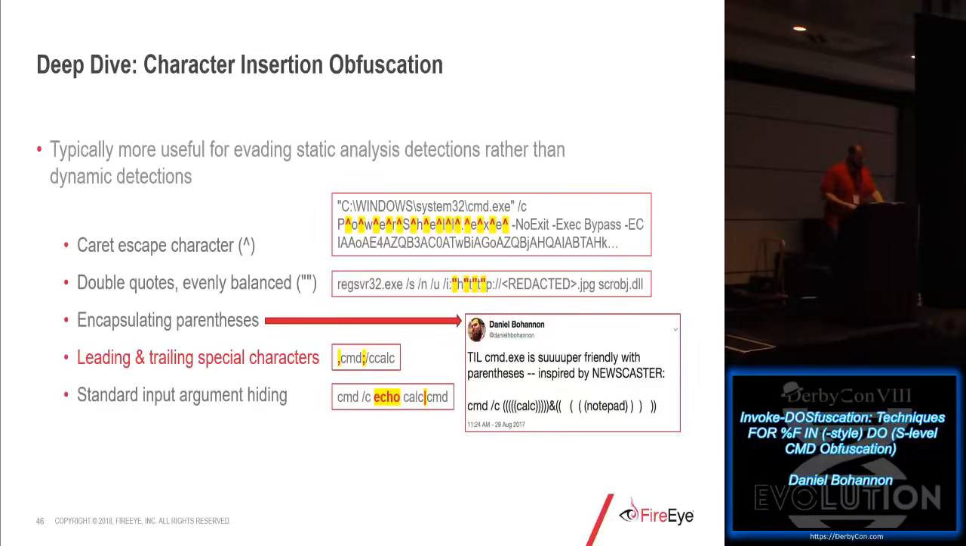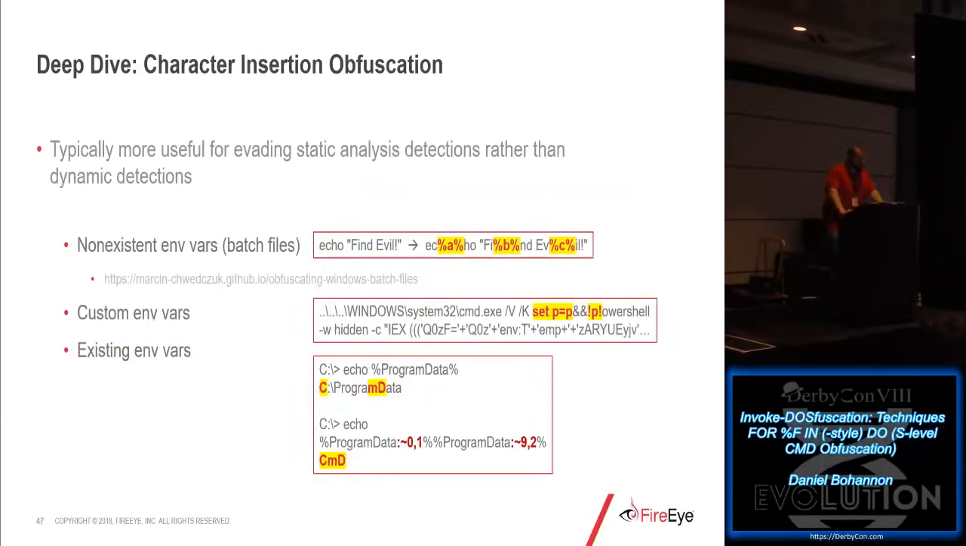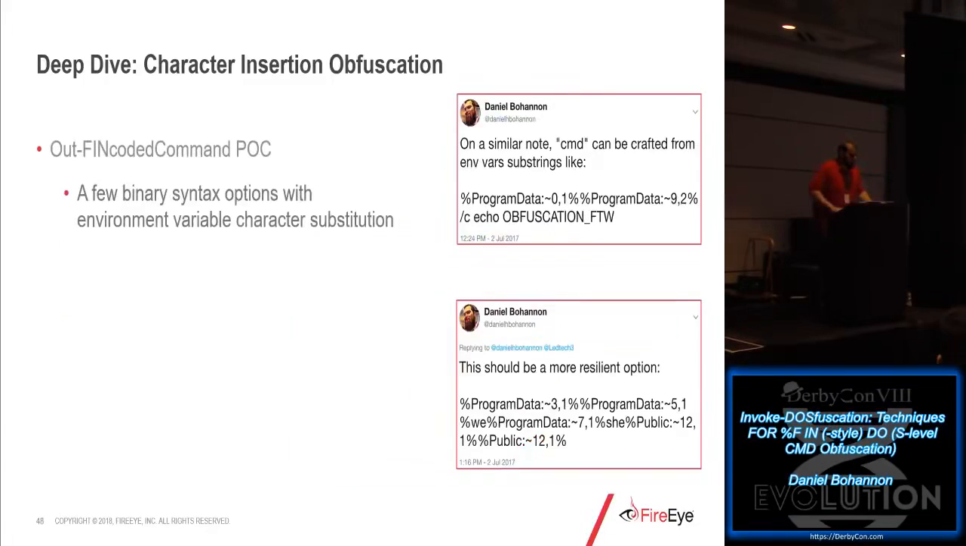Standard input argument hiding, we looked at that in one of the previous examples. Using non-existent environment variables, this was a technique that was blogged about many years ago, but it's only applicable to batch files because if an environment variable doesn't exist, it'll just resolve to nothing. On the command line, however, it just won't resolve to anything, and then you're stuck with %a%, and it messes up your command. Custom environment variables within a single session, setting and substringing. In this case, they're breaking up the string PowerShell, setting that into the variable P, and then using existent environment variables, which we looked at earlier, for doing substringing.